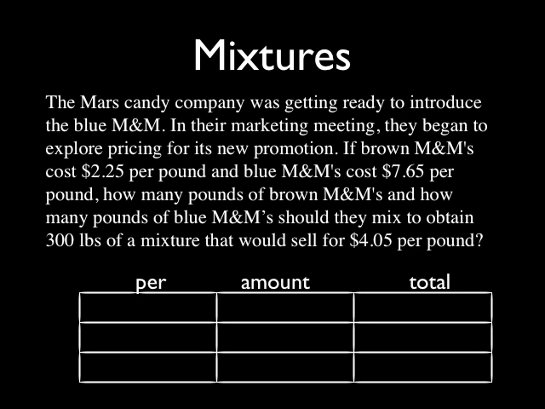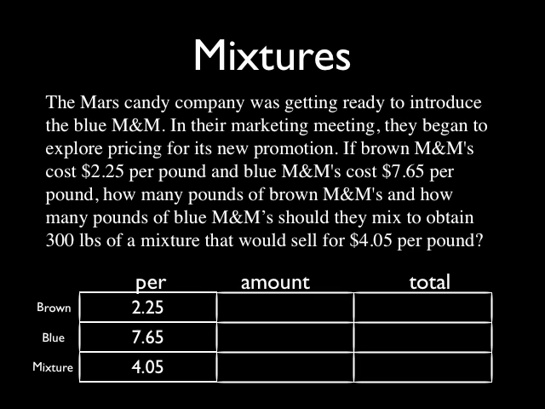Our per will be something different for every problem. Here, my per is my cost per pound. So if I have brown M&Ms, blue M&Ms, and then my mixture, my cost per pound would be $2.25 for brown, $7.65 for blue, and $4.05 for the mixture. So my per is my cost per pound, and it goes in the per column.